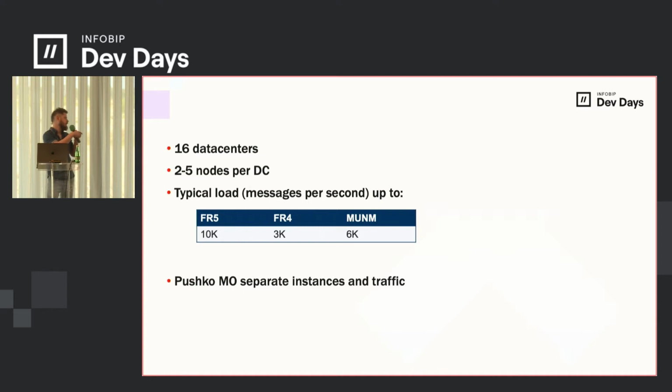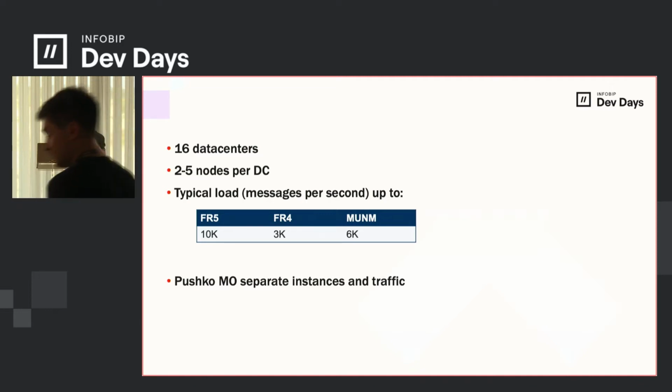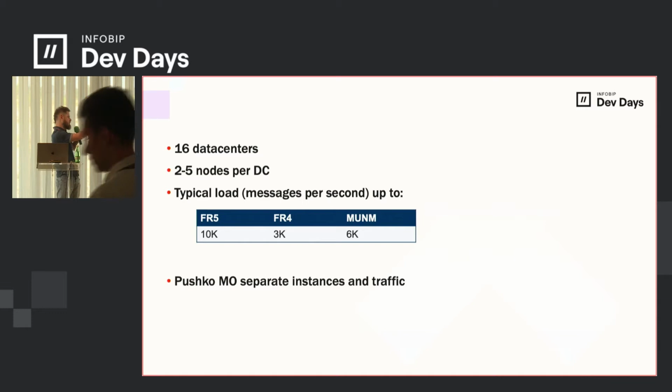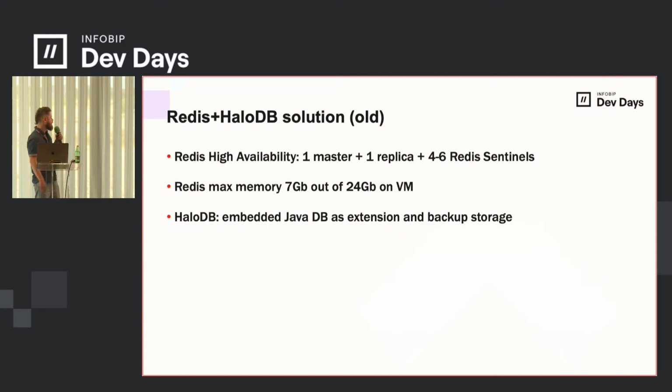And another notable fact is that because MO traffic is so important, it should be processed as a priority. It has different retention rules and stuff, so we have separate instances for MO traffic and separate traffic flow. So we had this Redis plus HaloDB solution for storing messages. And Redis was set up in high availability setup with one master, one replica, and Redis Sentinel instances were monitoring master and replica and doing the failover.